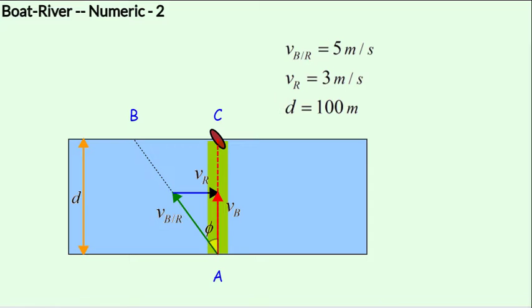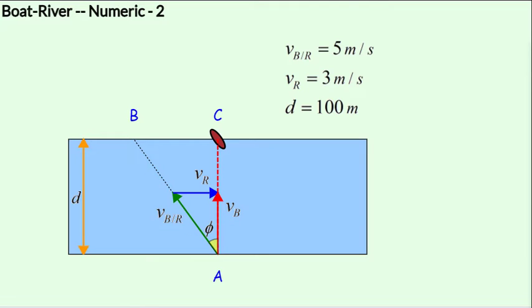the perpendicular. So the aim is to get the vector VB, or the velocity of the boat with respect to the ground, to be perpendicular to the banks of the river. A stationary observer will see the boat moving along this line. Now what should be the angle phi that the boat should head out in?